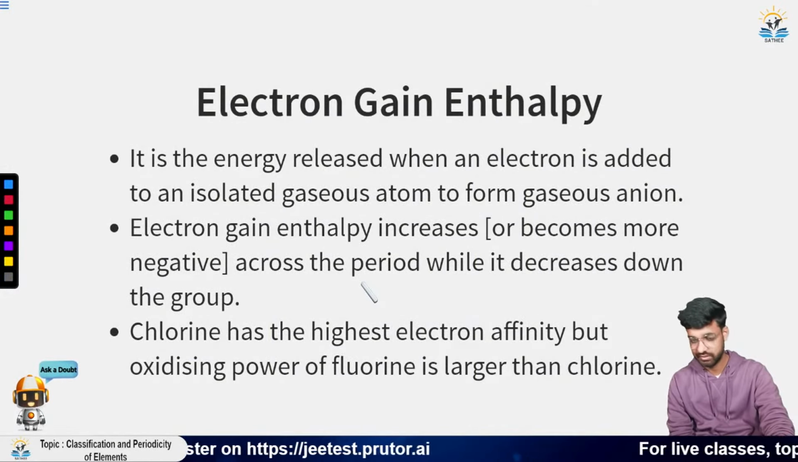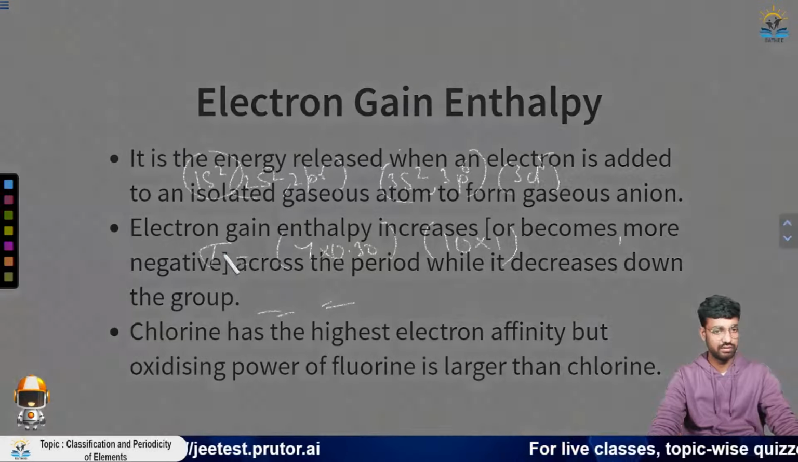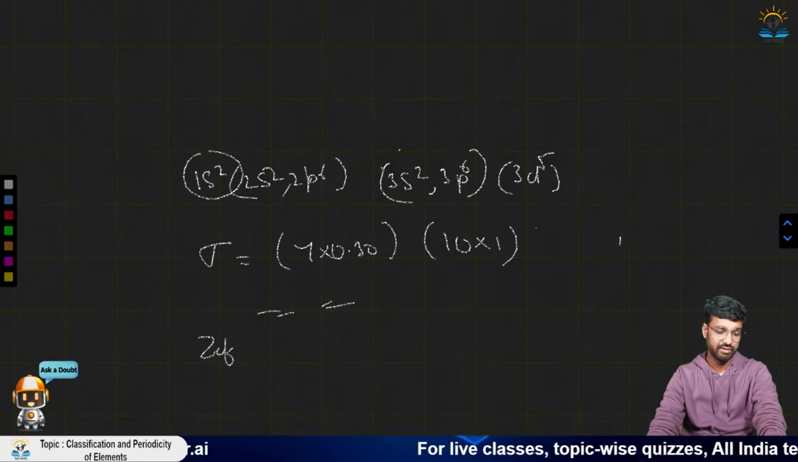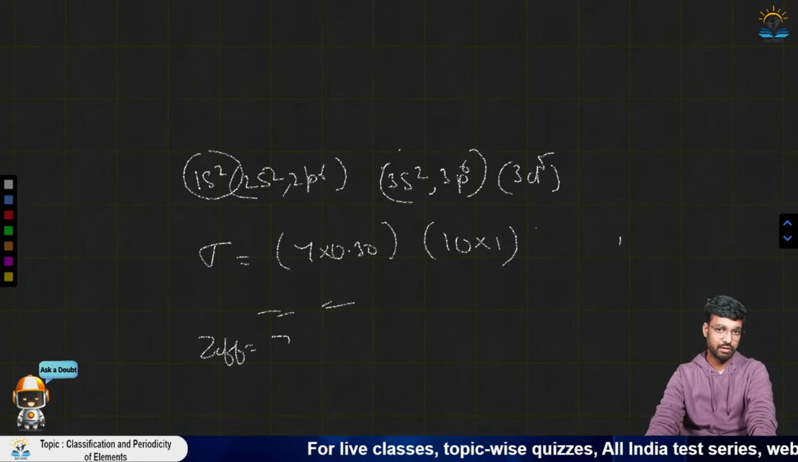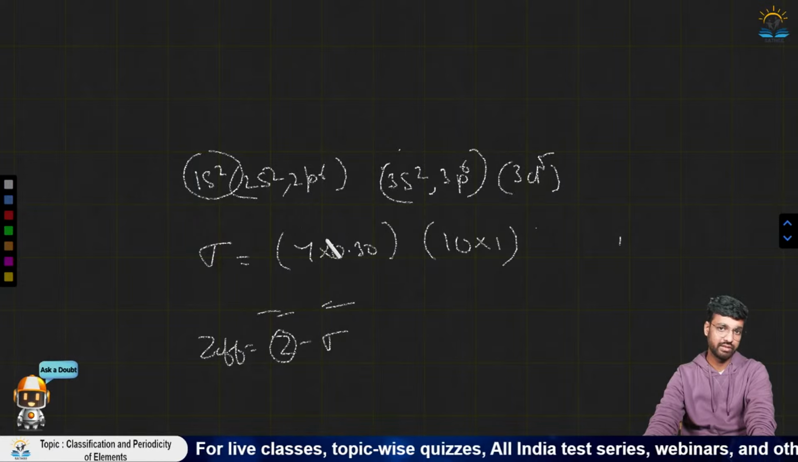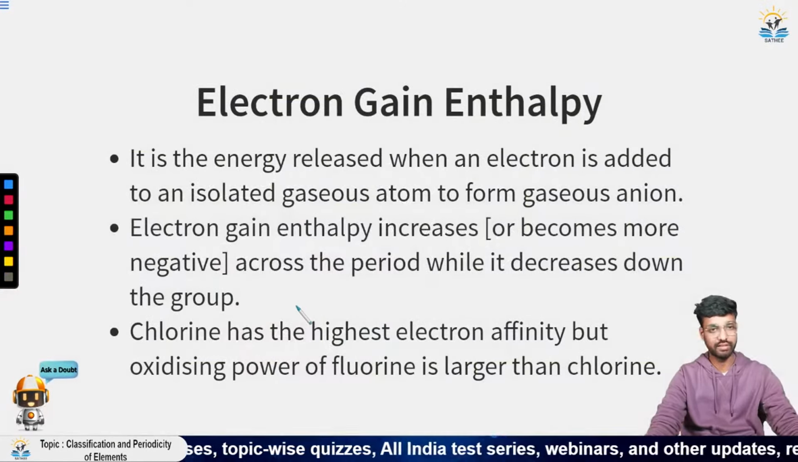And what is the Z effective? Z effective is given by the atomic number, that is Z, minus sigma, that is this one. So this is the thing here.